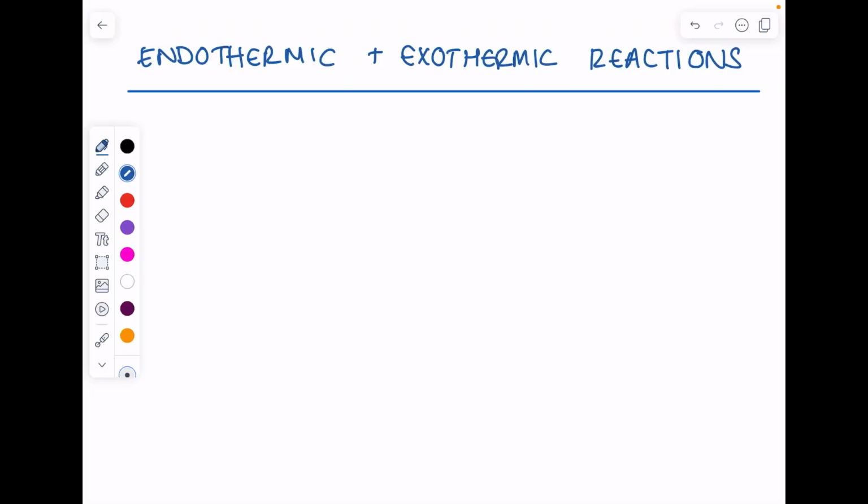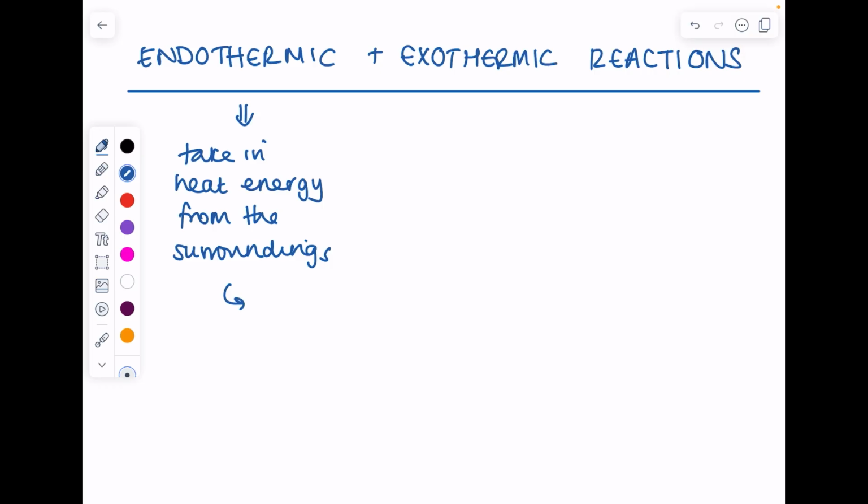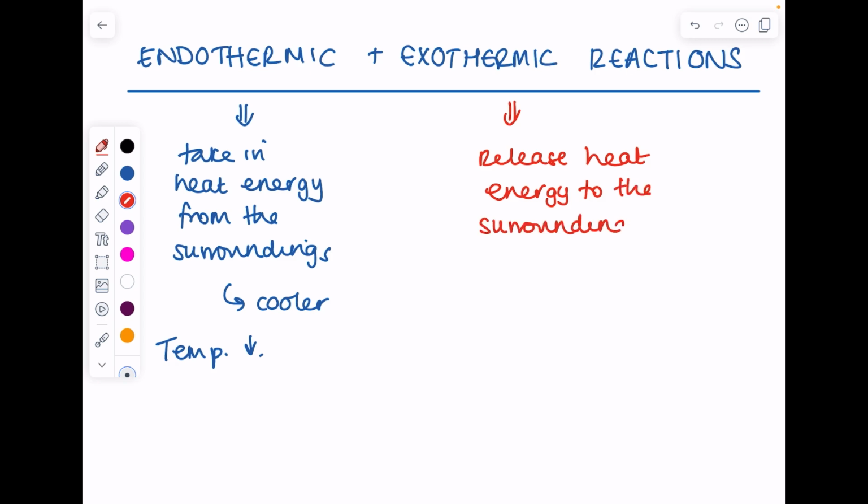Now we'll look at all the reactions to do with temperature changes, and that involves endothermic and exothermic reactions. Remember, endothermic reactions take in heat energy from the surroundings, and so as a result, the surroundings get cooler. So you'll see the temperature decrease when you measure that with a thermometer in an endothermic reaction. Exothermic reactions release heat energy to the surroundings. So the surroundings get hotter, and so with our thermometer, we'll find that the temperature has increased with an exothermic reaction. It's very important that you're aware of that.